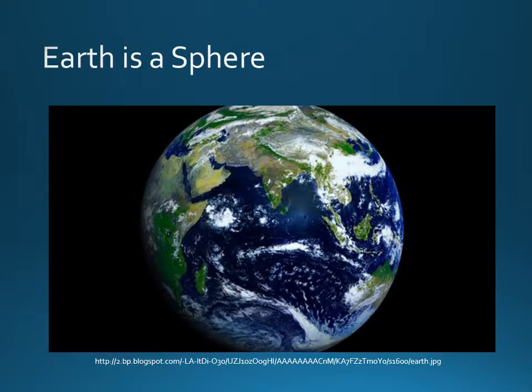Geosynchronous weather satellites photograph the Earth daily. The images are that of a sphere. We conclude that the Earth must be a sphere.